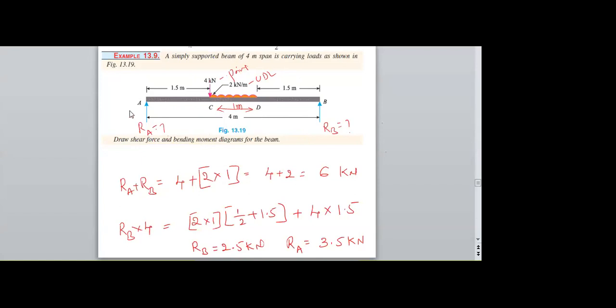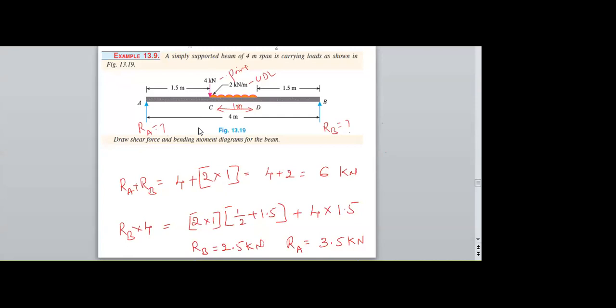So here, first of all, the beginning of the UDL needs to be considered as one point and the ending of the UDL needs to be considered as another point. Therefore, C and D. And wherever the point load is acting, at that point we need to consider another point. Therefore, here both the UDL beginning as well as the point load are at C only. Therefore, no need of considering another point.